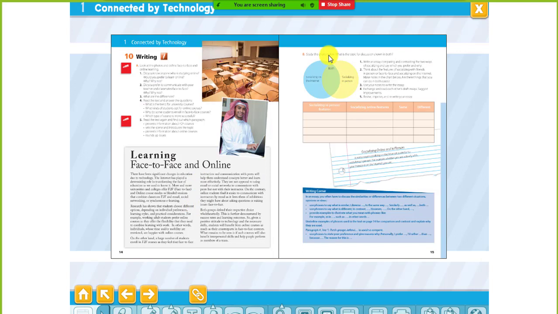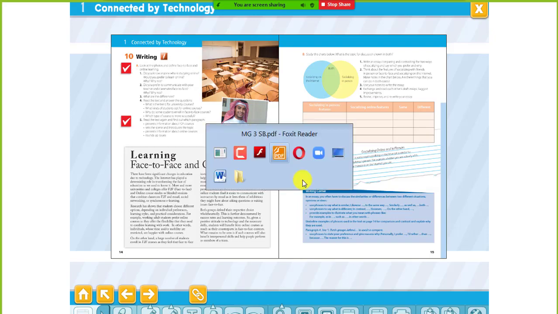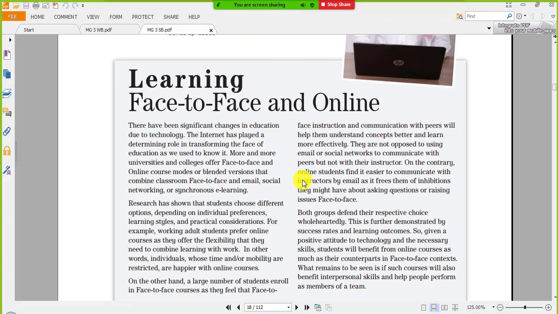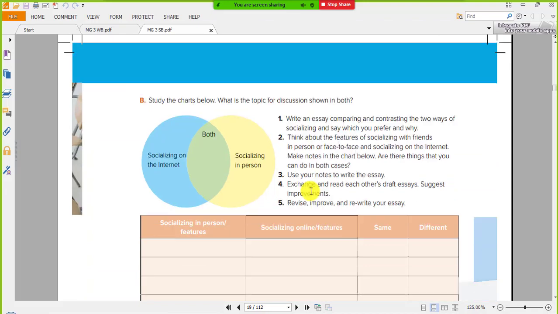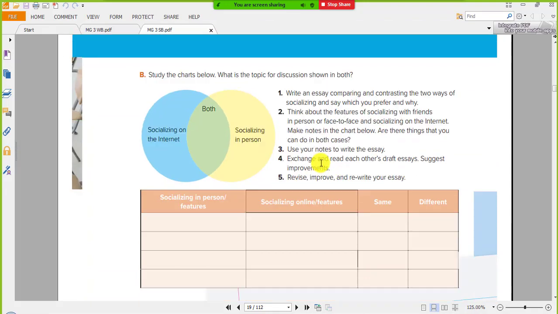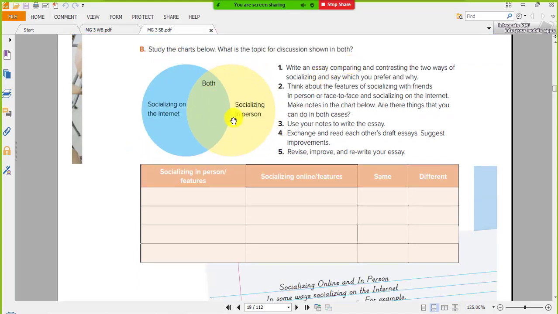Okay, let's turn to this part. In this part, you will write a paragraph. You are required here to write a paragraph. Study the chart below. What is the topic for discussion shown in both? Look and see what the topic is here, from this chart in front of you, what is the topic that will be discussed here.